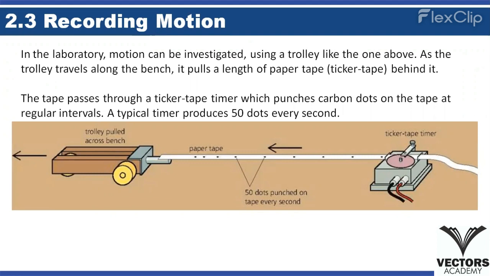Recording motion. In the laboratory, motion can be investigated by using the trolley shown in the diagram. As the trolley travels along the bench, it pulls a length of paper behind it. The tape passes through the ticker tape timer, which produces dots on the tape at regular intervals. A typical timer produces 50 dots every second.